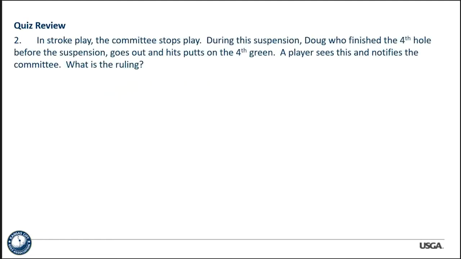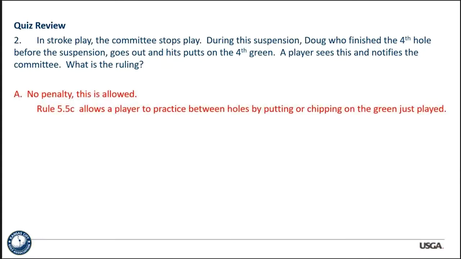All right, in stroke play, the committee stops play, and during the suspension, Doug, who finished the 4th hole before the suspension, goes out and hits putts on the 4th green. A player sees this and notifies the committee. What's the ruling? No penalty. This is allowed. Doug is allowed to practice after the hole he just played.